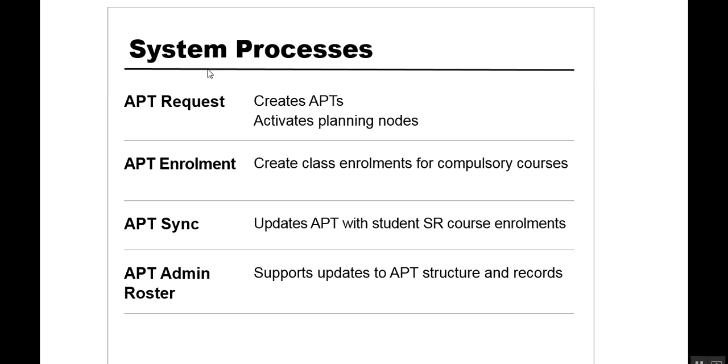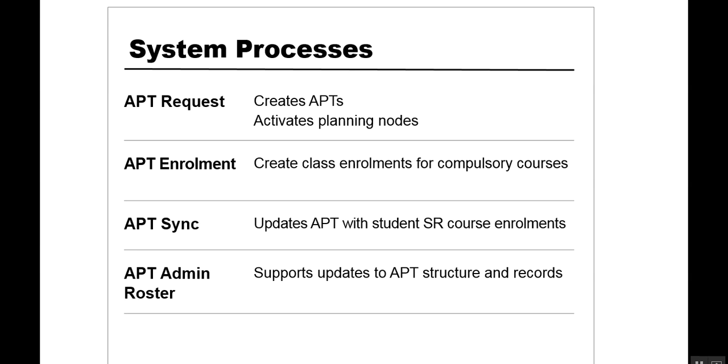Okay, system processes. Most of what's happening in the APT and updating of the APT is run by system processes. These are all going to be managed by IS and will probably be scheduled to run on a nightly basis. The main exception to that will be the APT admin roster. So let's talk through these quickly. APT requests is used to create APTs and activate planning nodes, so it activates the new stage, say, for students to make choices for their next year.